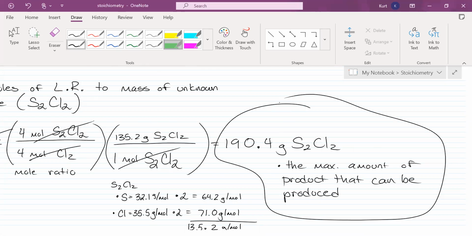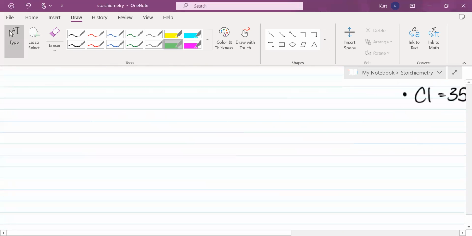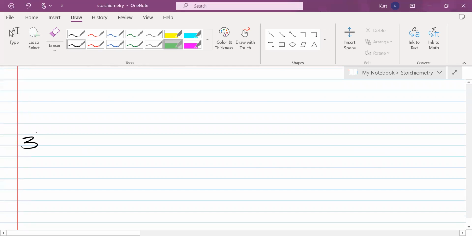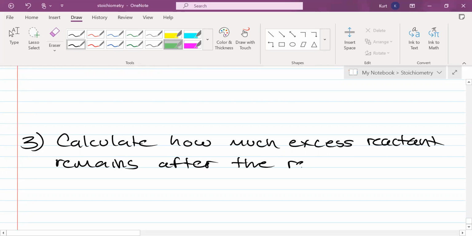Now, the last step, the third and final step here that you might be asked to do is you're going to be asked to calculate how much excess reactant remains after the reaction. So by definition, the excess is going to be how much is left over. If I have 8 hot dog buns, 10 hot dog wieners, I'm going to have 2 hot dog wieners left.